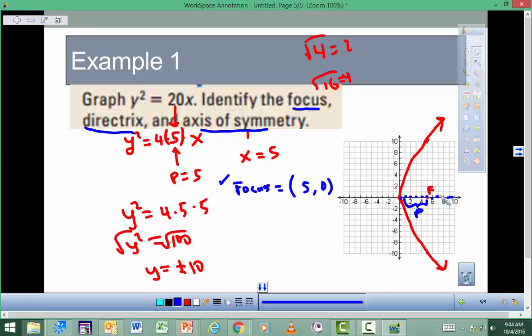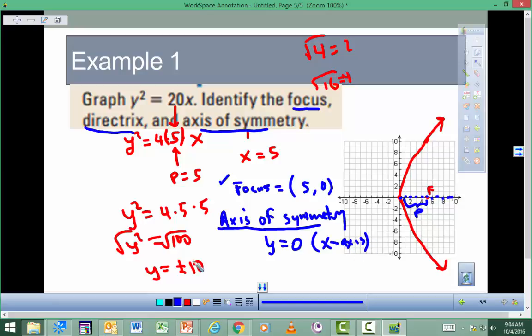How about the axis of symmetry? The axis of symmetry is basically the x-axis. So the axis of symmetry is the equation y is equal to 0. That's the x-axis. Okay, so we got the axis of symmetry, we have the focus. Now we need the directrix.